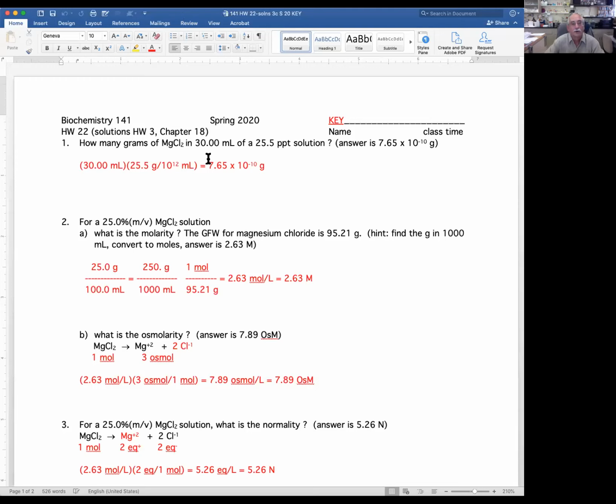So the last homework on solutions. How many grams of magnesium chloride in 30 milliliters of a 25.5 parts per trillion solution? So this is 30 milliliters of what? The solution. This is 25.5 grams in every trillion milliliters. Okay, so there's your answer.